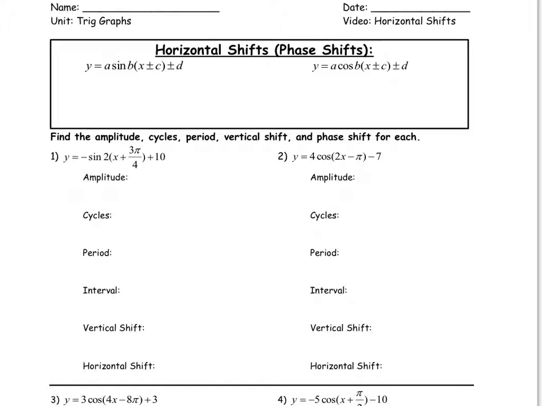Hi everyone, in today's lesson we're going to talk about horizontal shifts, also called phase shifts, of trig graphs. So we already know the formula y equals a sine bx plus or minus d, and we also know the same formula with cosine. We know that the absolute value of a is the amplitude, so we can go ahead and write that. That we already know.